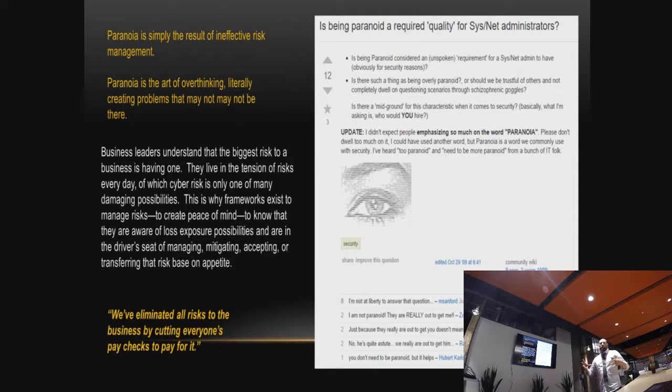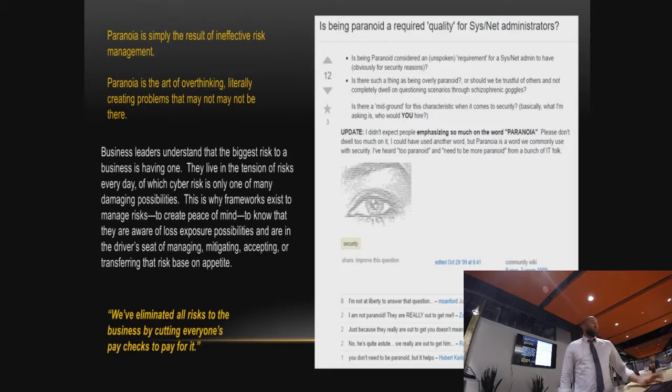So if you're a CEO sitting in the chair looking at your enterprise risk management strategy, cyber is just one thing. And sometimes I think that's important for us to understand, because of course we have to think security is the most important thing, and rightly so, because that's what we work in. However, it's one line item of a bunch of ones. So in a sense, frameworks exist to manage risk, to create some kind of peace of mind, to know that you're aware of loss exposure possibilities and are in the driver's seat. You're managing, mitigating, accepting, transferring that risk based on your risk appetite. And the reason we do that is because we can't cover every single risk that exists to a business. If we do, we make less money.